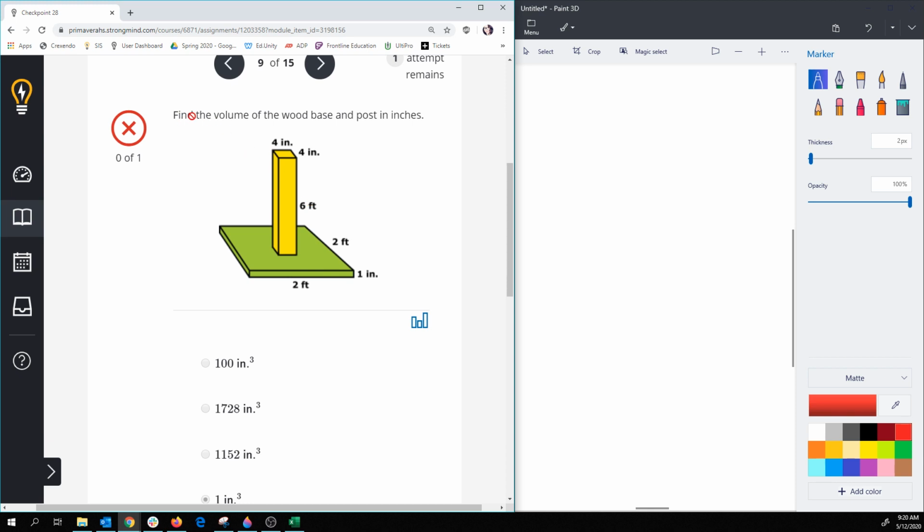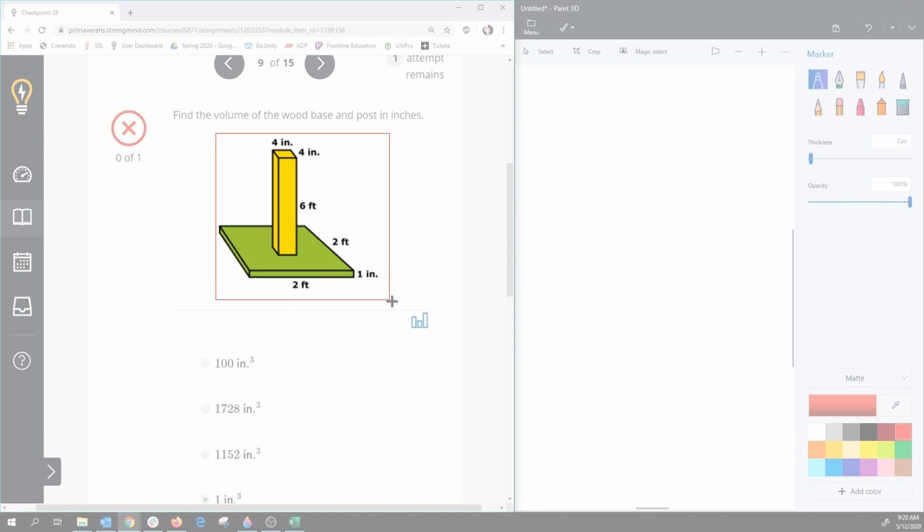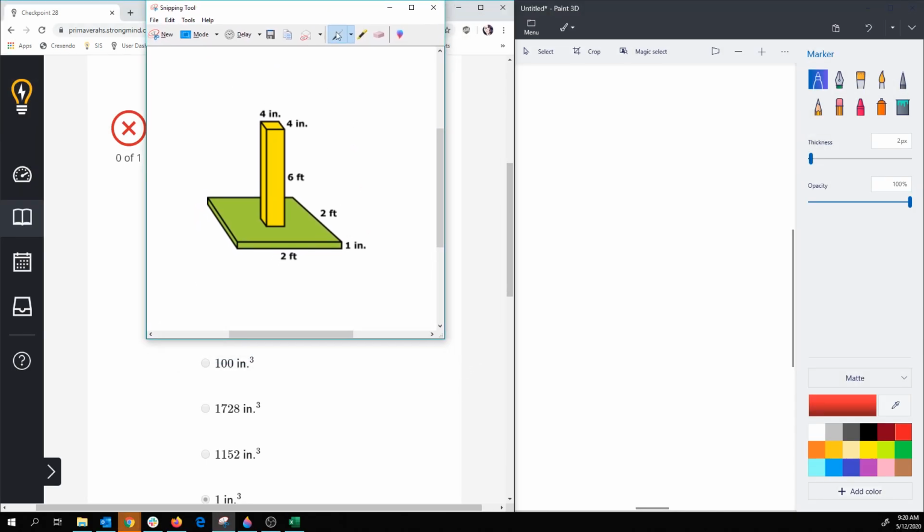All right, number 9. So we want to find the volume of the wood base and the post in inches. So again, we want inches, right? If I look at this figure here, I see feet and inches, but that's not what we want. We want to make sure that it's all in inches. So I'm going to take another screenshot here, and we're going to convert before we start plugging in anything.